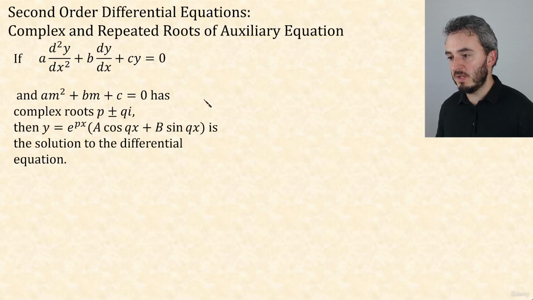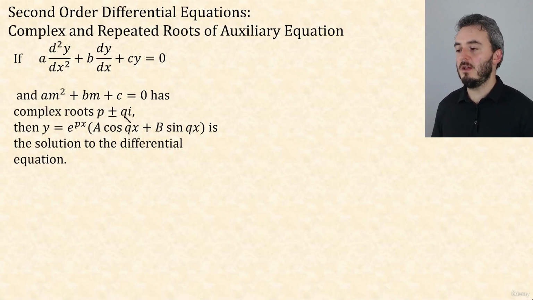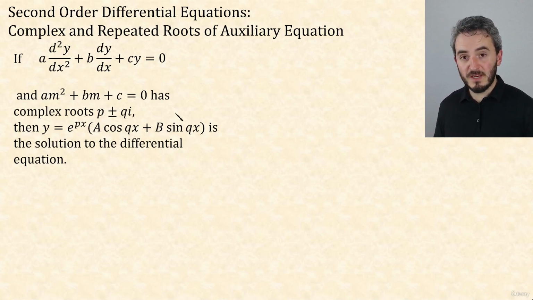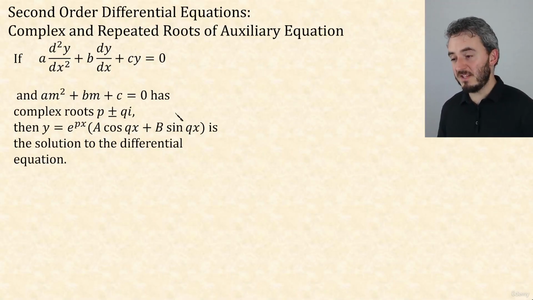In summary, we can say that if we have a second order differential equation with an auxiliary equation that has roots of p plus or minus qi, remember, complex roots of a quadratic will always be in the form p plus or minus qi, the solution is e to the power of the real bit times x, and then in the bracket it's any amount of cos qx plus any amount of sin qx. Looks a bit complicated again. In reality, it's quite easy to implement. Okay, so that's the case of complex roots.